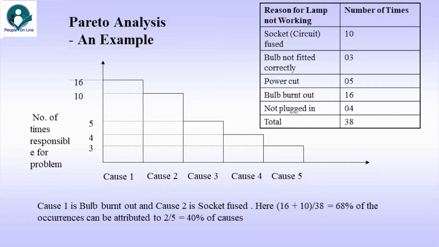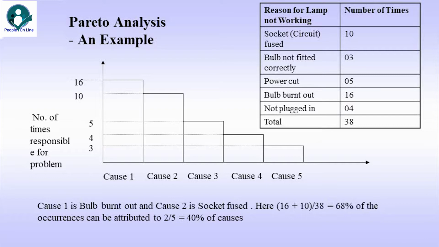Socket fused happened 10 times. Bulb not fitted correctly 3 times. Power cut 5 times. Bulb burnt out 16 times. Not plugged in 4 times. So it could be seen that cause 1 and cause 2: cause 1 is bulb burnt out, which has the highest frequency of occurrence at 16, and cause 2, which is socket fused with a frequency of 10.